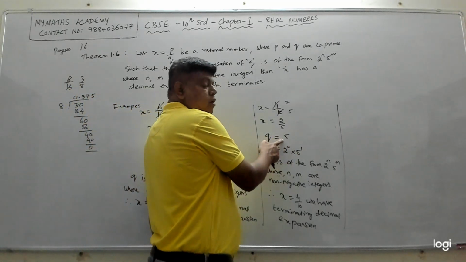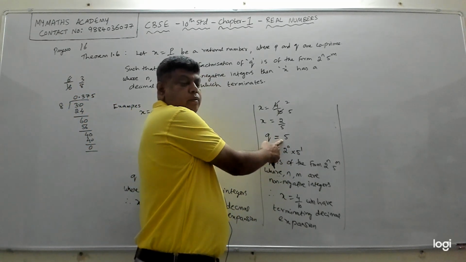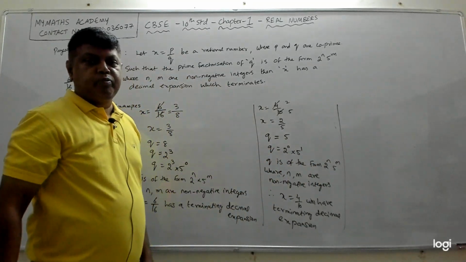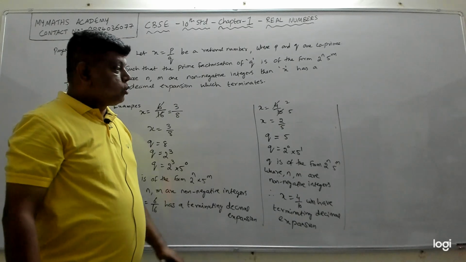So same with the case here. Here we have only 5. 5 means 5 power 1. But I need to get it in the form of 2 power n, 5 power m. Then I can always put 2 power 0 to get it in this form.